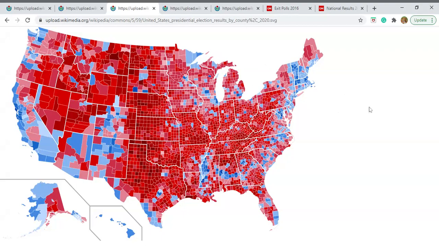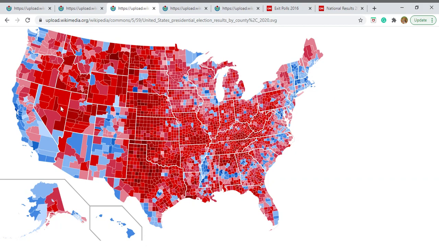So what you're looking at right now is the Wikipedia map for the county results for the presidential election in 2020. So what do the colors mean? Obviously, I hope you know red means Republican, blue means Democrat, and the darker the color, the higher percentage of the vote each candidate got, and the lighter the color, the lower percentage. So some maps show the margin of victory, like the difference between the percentage of the vote that each candidate got, and this map shows the percentage.